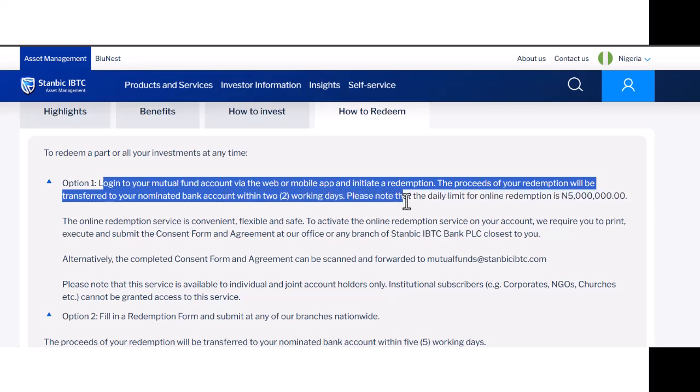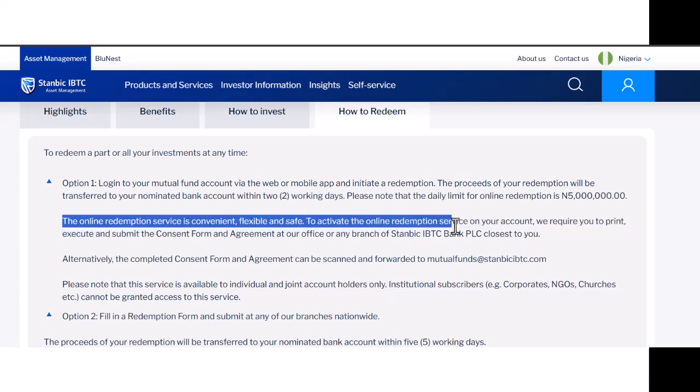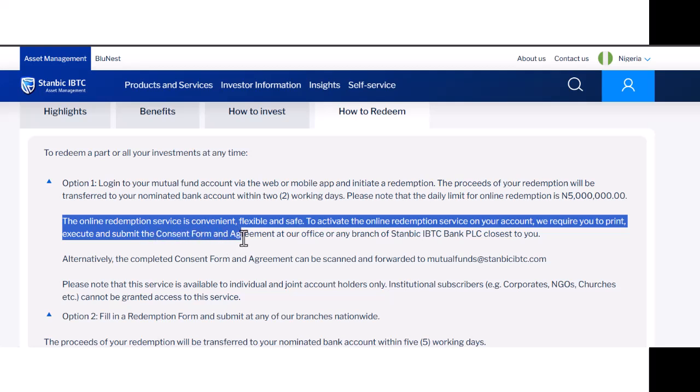Please note that the daily limit for online redemption is 5 million naira. Then the online redemption service is convenient, flexible, and safe. To activate the online redemption service on your account will require you to print, execute, and submit the consent form and agreement at our office or any Stanbic IBTC branch closest to you.